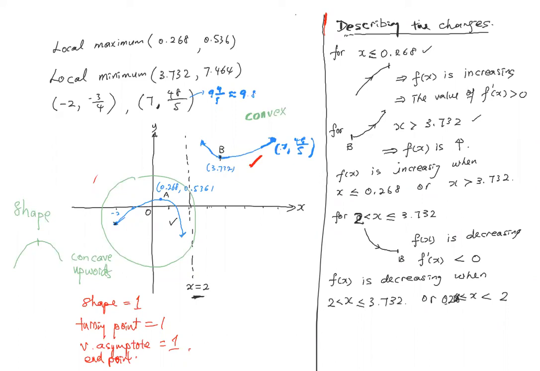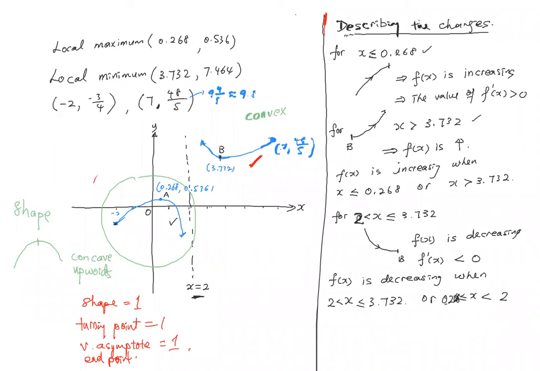Miss, for fx is increasing, why is 0.268 also included? Because from that point, it starts to increase. Yeah, so you put equal, it doesn't matter. If you don't put equal, it's also fine. Okay? So now, that is how you do it using your graphic calculator.